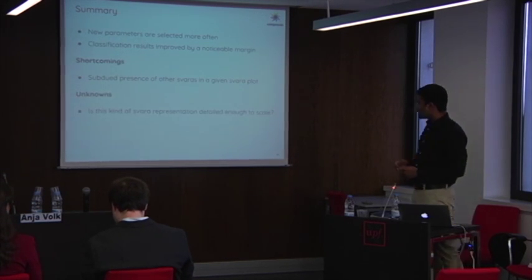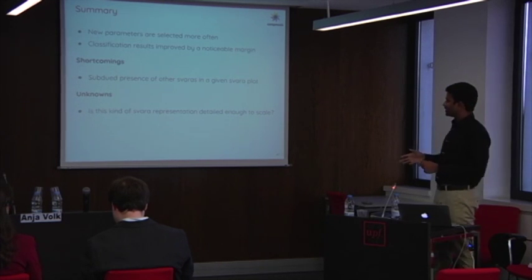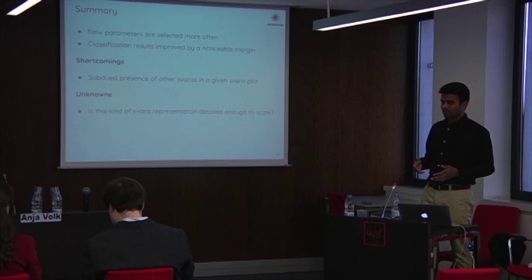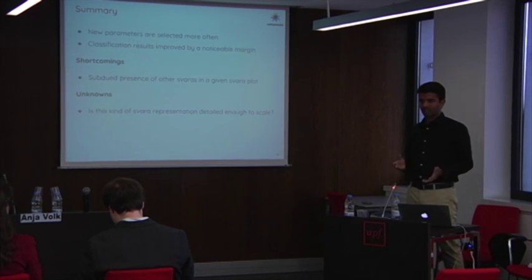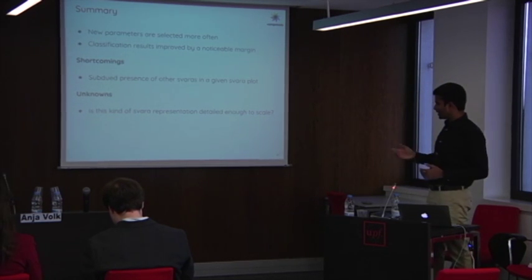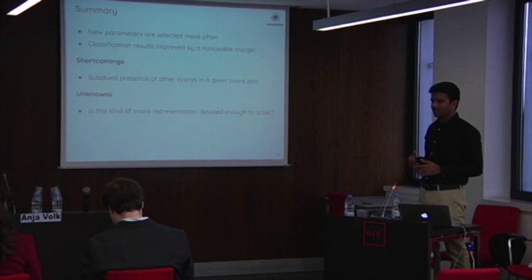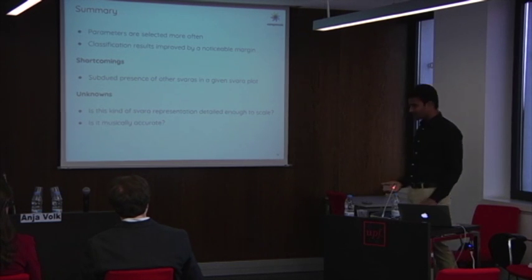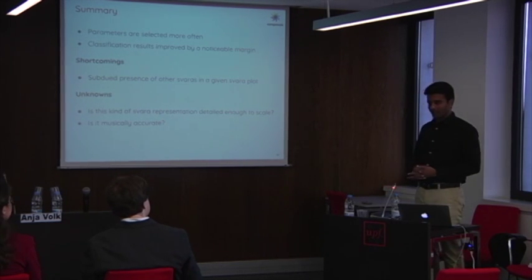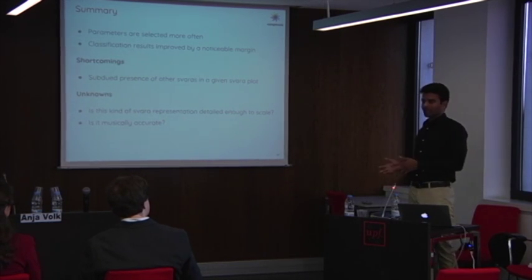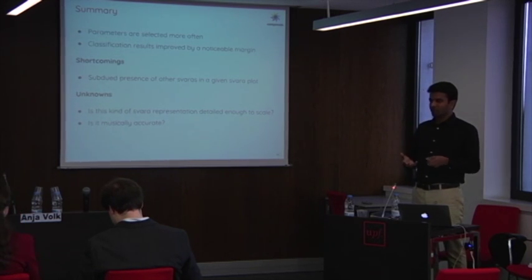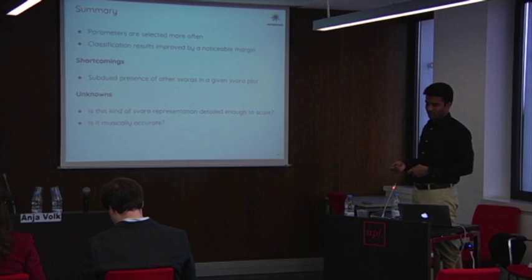One of the unknowns in this method is whether it is detailed enough to scale to many ragas. In our corpus, we have 161 ragas of Carnatic music, and clearly this representation should be tested to make sure that it scales to so many ragas. Another important thing is to validate if it is musically accurate. For any higher level abstraction of information, the abstraction should be musically meaningful to be represented using ontologies.